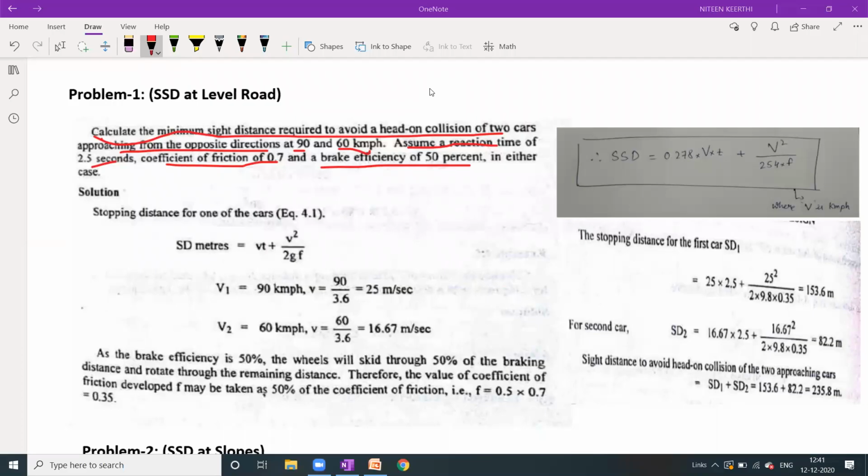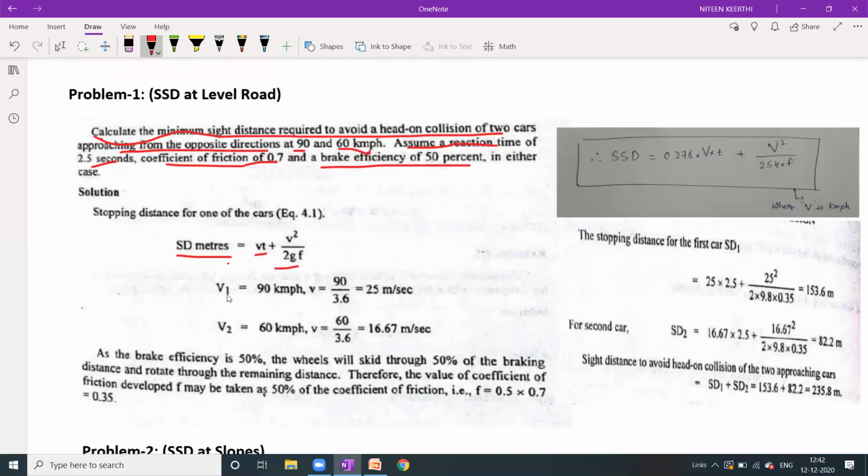So coming to this, what are the given values here? He has given the speeds, that is capital V, 90 kmph for car 1 and 60 kmph for car 2. And also he has given the reaction time, that is 2.5 seconds, and coefficient of friction, small f, as 0.7 for either case. And braking efficiency 50%. So here SSD, stopping sight distance in meters, is small v into t plus v square by 2gf. Take this formula.